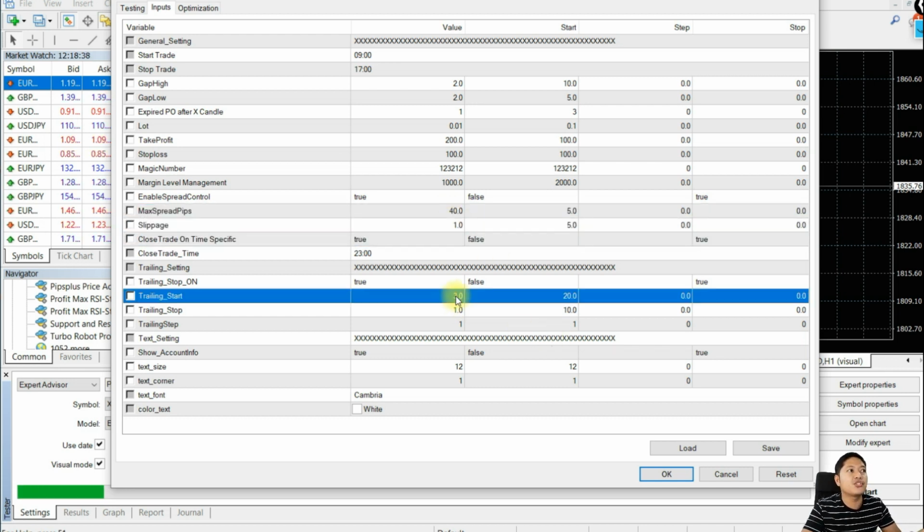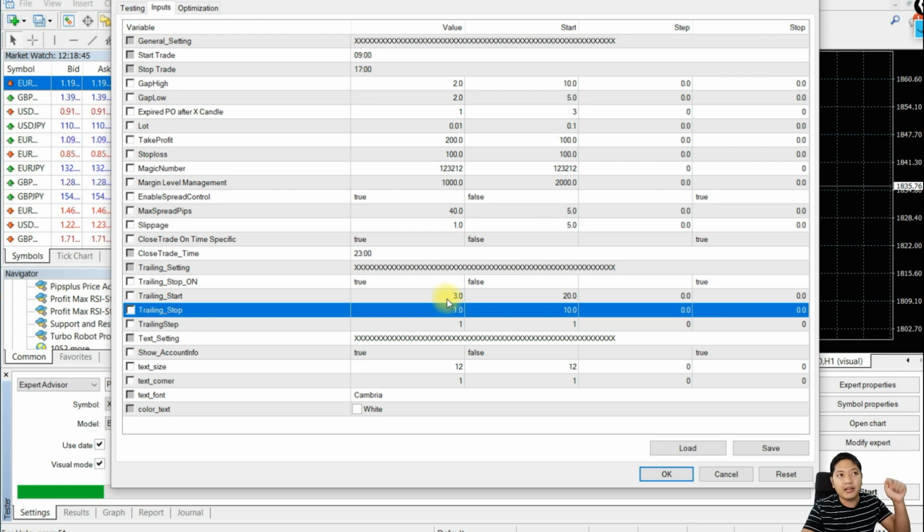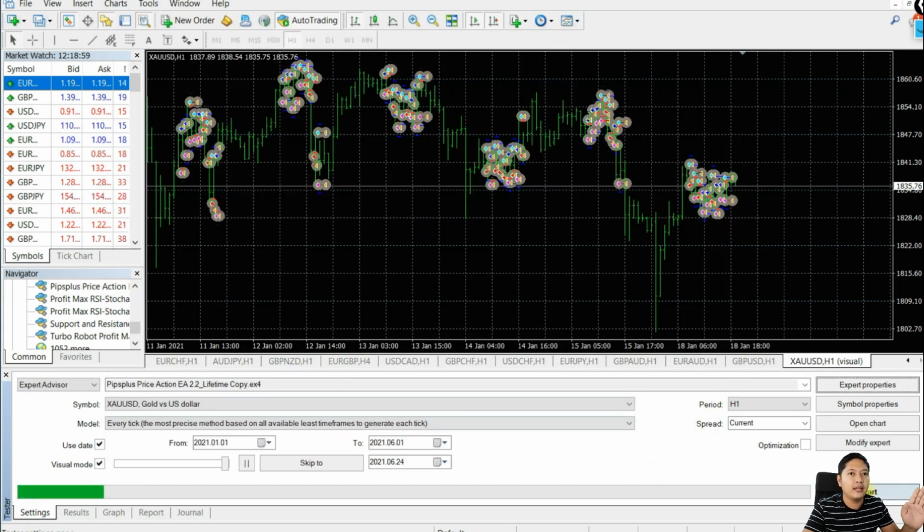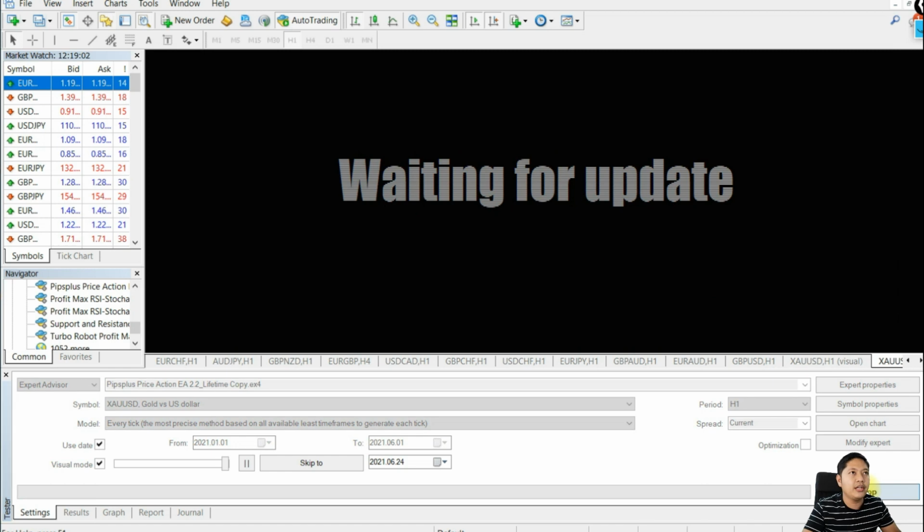Then I put the trailing profit, guys, to start within 3 pips. Then the moment the market reverses, I will shut off and close the trade with a profit of 2 pips, and every one step it will move higher. Okay, I'm okay with that. Let me check. Okay, then start the trade. So we will see how it works.